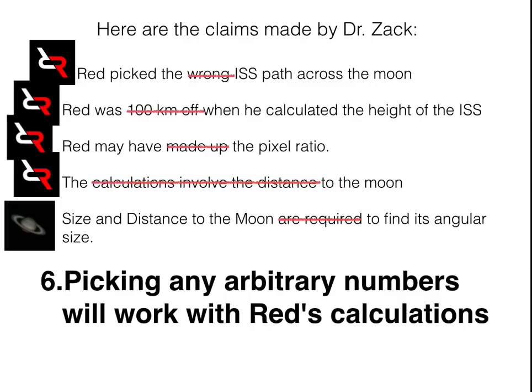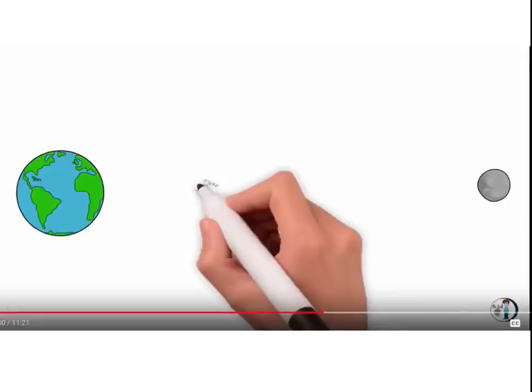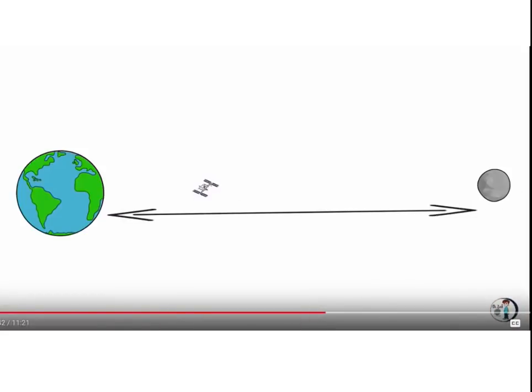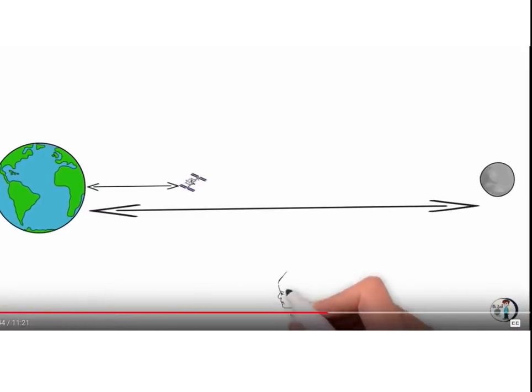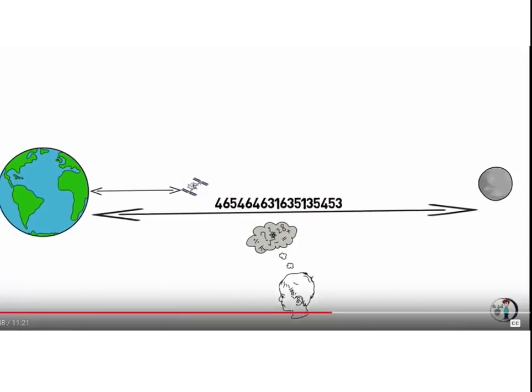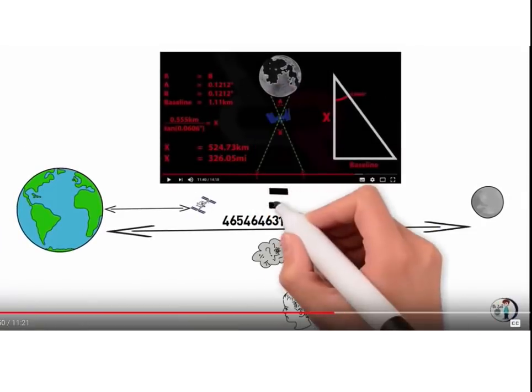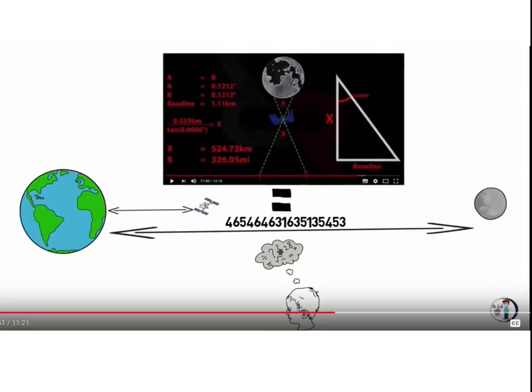So number 6, picking any arbitrary numbers will work with Red's calculations. Again, this was a central theme of your video because it just made it seem like it was just a bunch of math and magic. So I will give you the distance to the moon and the distance to the ISS. I will just make up a number, of course. I actually can choose any distance to the moon, and your beautiful math will match my math. All right, that's quite a claim.